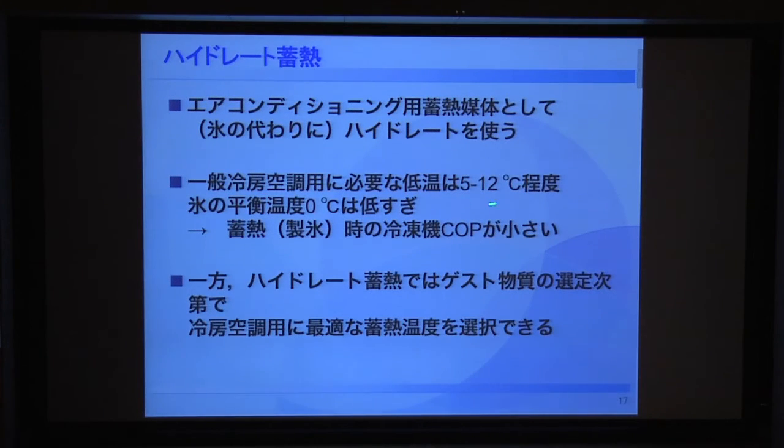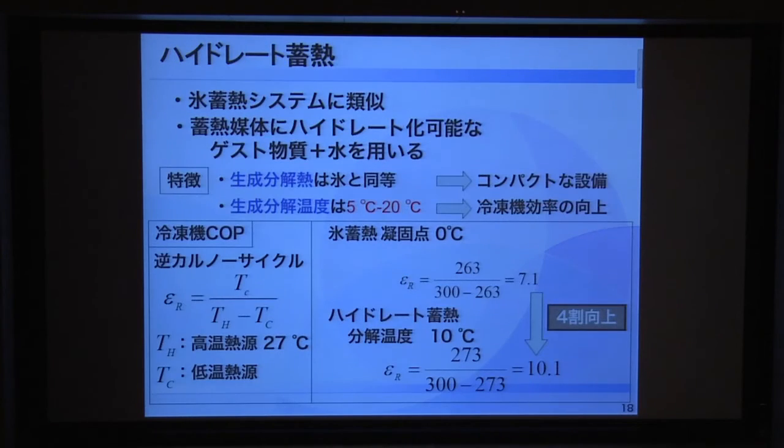Why is it better to use hydrate? Because for air conditioning, the low temperature needed is 5 to 12 degrees, but recently 15 degrees is enough. But for ice, the melting happens at 0 degrees, which is too low. Cool energy storage may sound like a good technology, but there is something inefficient going on. For cooling energy storage, hydrate is better depending on the selection of a guest material.